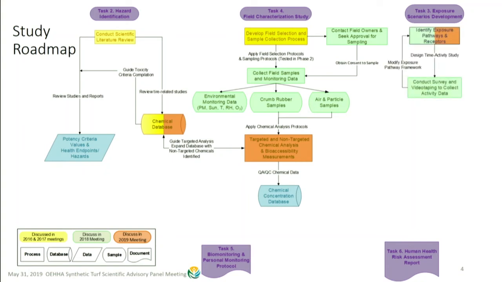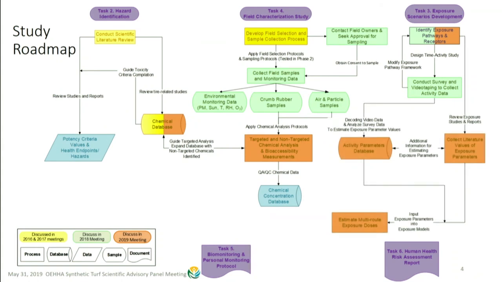The next task is the exposure scenario development. Last year, OEHHA received the panel's input on the protocol and preliminary data of our time activity behavior study of soccer players on synthetic turf fields in California. The time activity study was completed in the summer last year, and we have analyzed the data. Currently, OEHHA staff is evaluating the potential pathways of human exposure on the turf field and researching the exposure parameters that can be used.